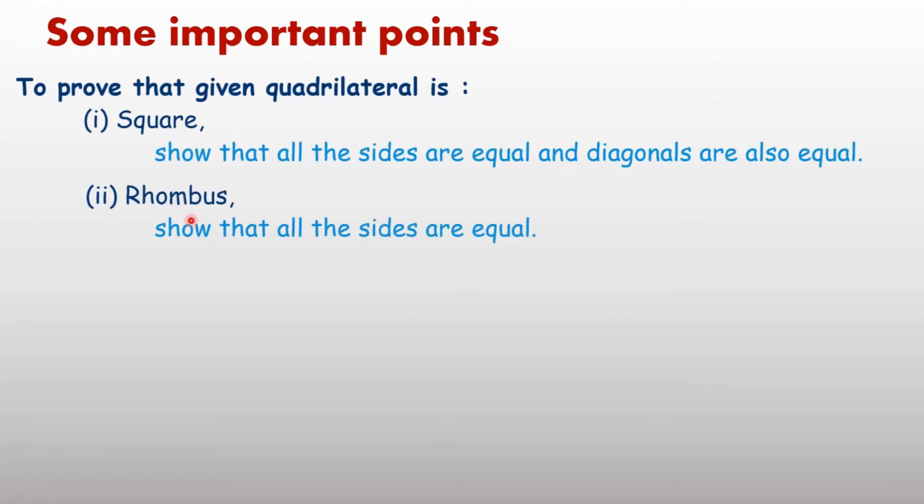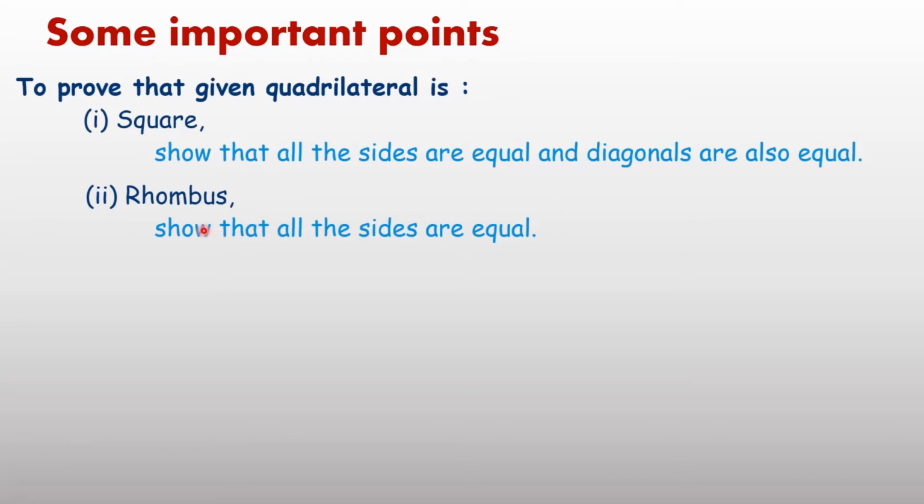And next, rhombus. If all 4 sides are equal, then it is a rhombus. The difference between rhombus and square is clear. Rhombus means only all 4 sides are equal. Diagonals may or may not be equal. But in case of a square, it is necessary that along with all 4 sides, the diagonals are also equal to each other. Then you can say it is a square.